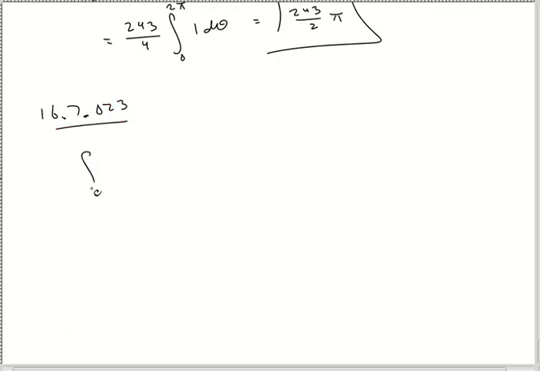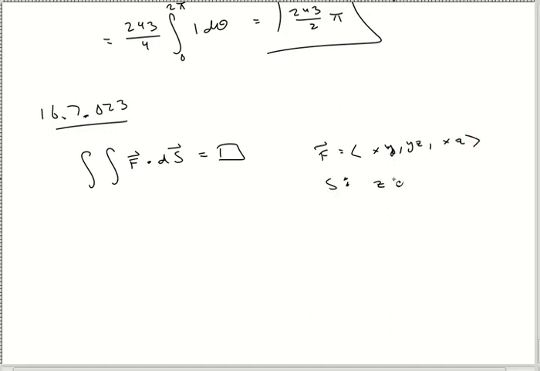Next question, 167023. So I've got the double integral of F vector dot dS vector equals box. It's a little different than last time, but let's just go through the process here. The F vector they give me is xy, yz, xz. My S is going to be the paraboloid z equals 6 minus x squared minus y squared, and it says it's going to be above the square. So we've got a paraboloid above the square, 0 to 1 and 0 to 1.